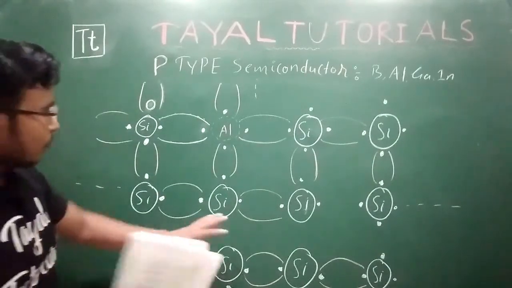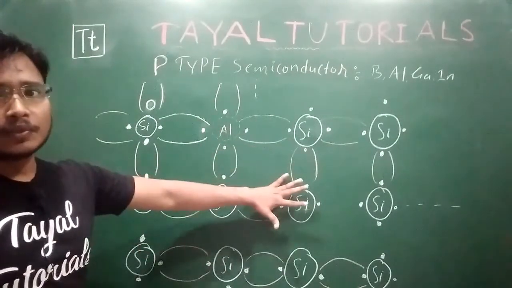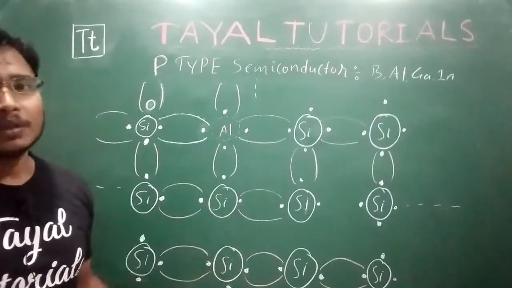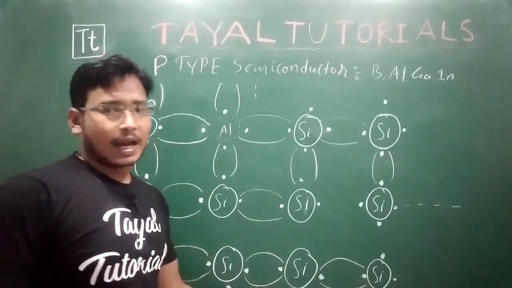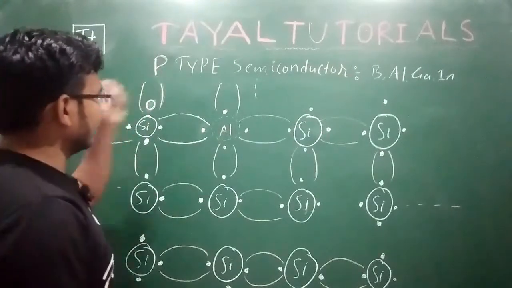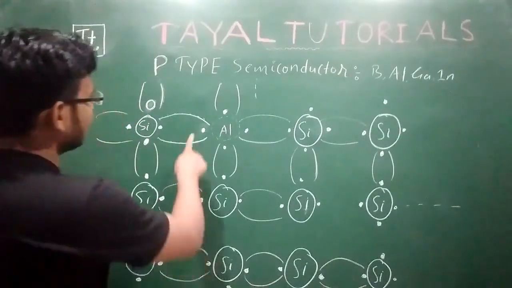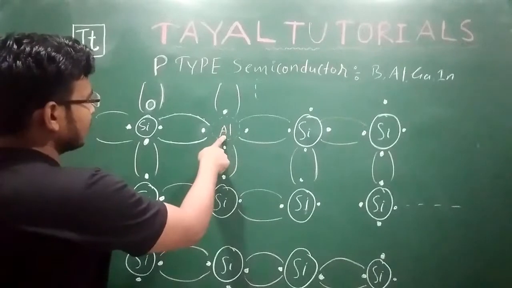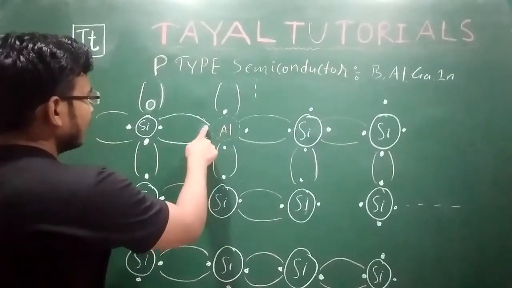There are number of impurities getting added. Okay, there is not just one aluminum. There are number of impurities getting added. So the number of holes are getting increased. How are the number of holes getting increased? Because when the aluminum is this is your what? Trivalent impurity. There is a vacancy.